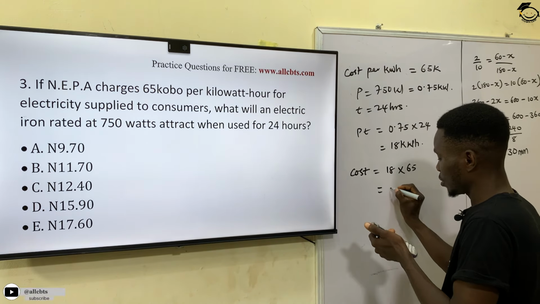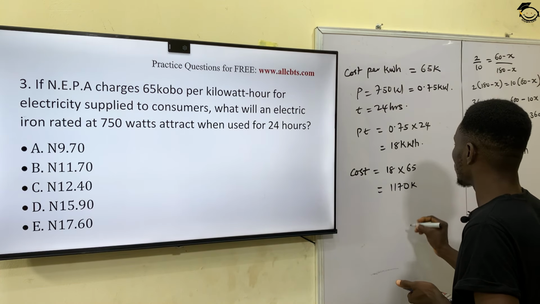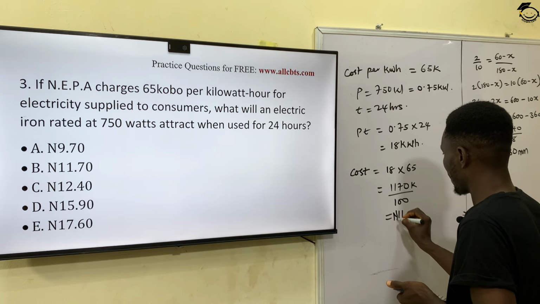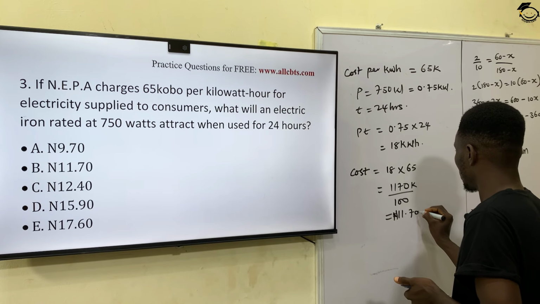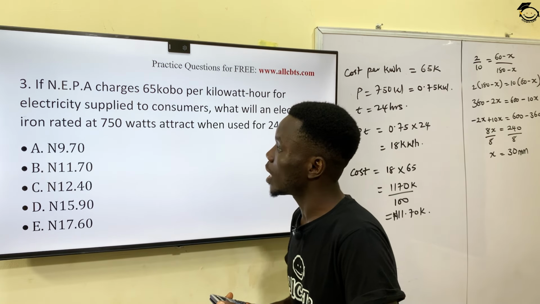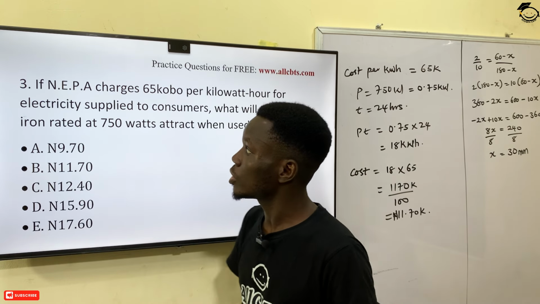And that will give me 1170 kobo. So if I convert this to naira, divide by 100, that will give me 11 naira 70 kobo. So at the end of the day, this person is supposed to pay 11 naira 70 kobo, which is what? Option B. So that takes us to question number 4.